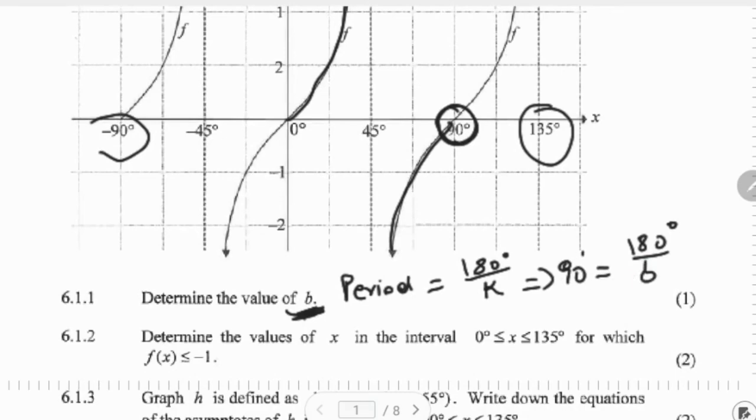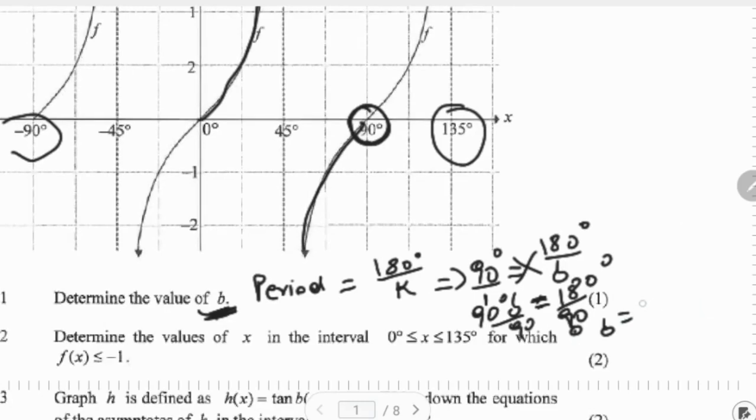Okay, and then this is what they are looking for. This is the same as over 1. So we're going to cross multiply. 90 times b, it's going to be 90b equals 1 times 180, that's 180. And if you divide both sides by 90, therefore b will be equal to 180 divided by 90, which is 2.